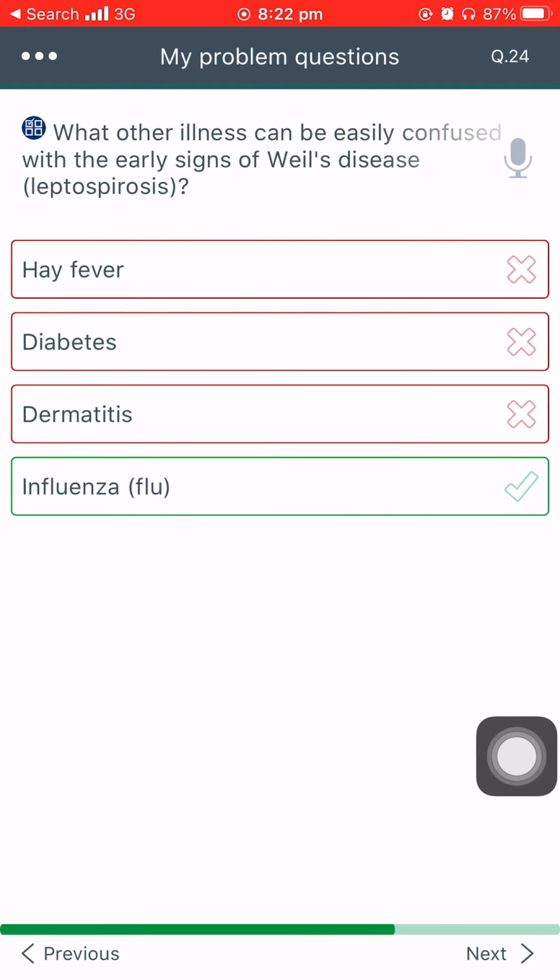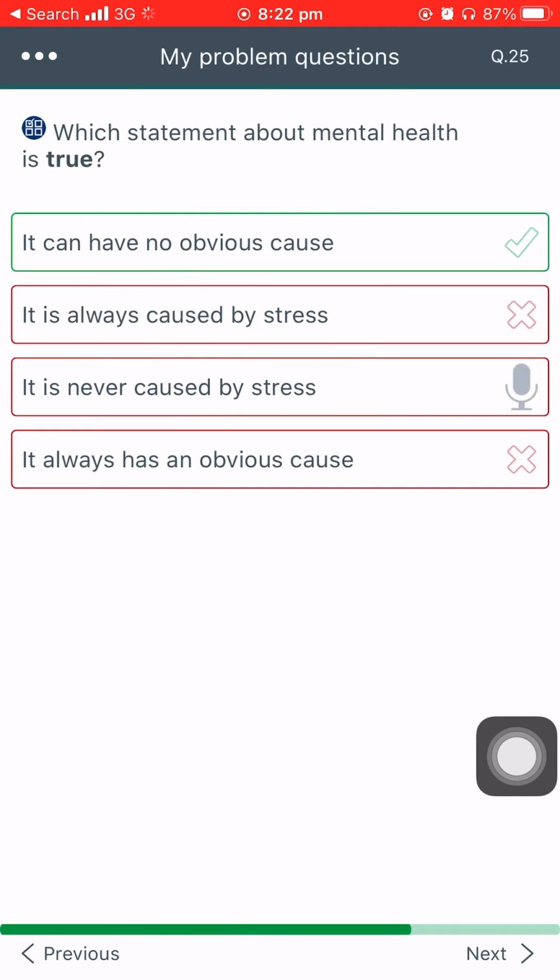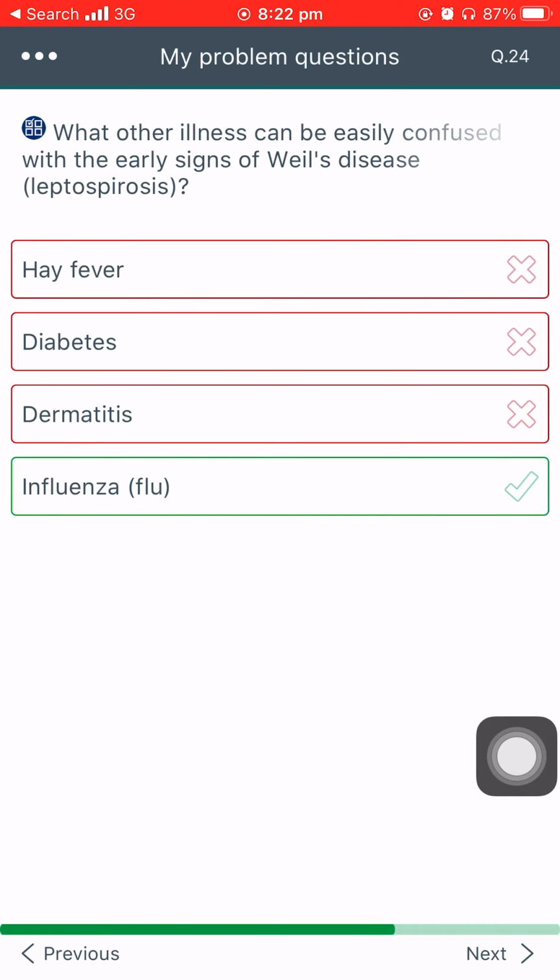What other illness can be easily confused with the early signs of Weil's disease, leptospirosis? Hay fever, diabetes, dermatitis, influenza, flu.